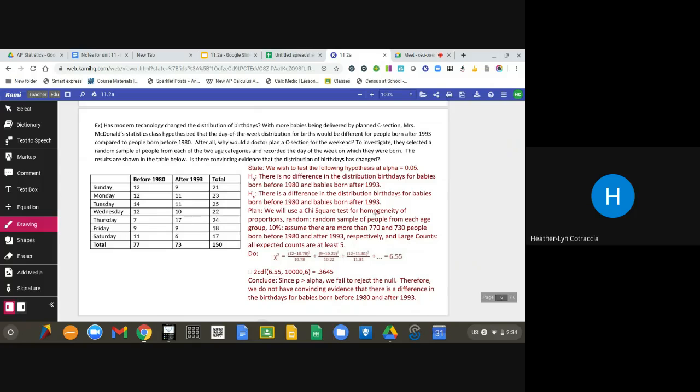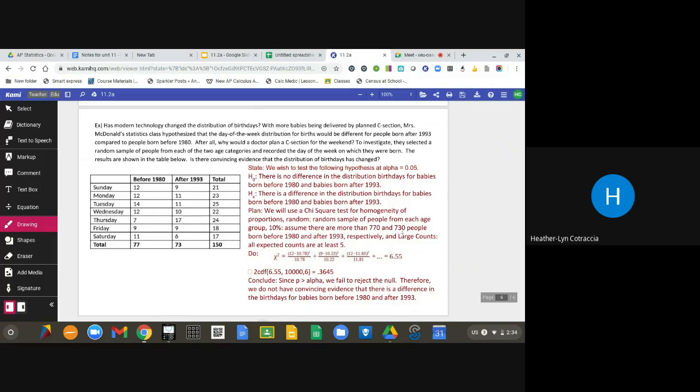For the plan, there's the name of the test. We will use a chi-square test for homogeneity of proportions. It's right there on the reference paper. Random sample of people from each age group. For the 10% condition, I multiplied 10 times each one of these totals right here. So that gave me 770 and 730 people born before 1980 and after 1993, respectively.